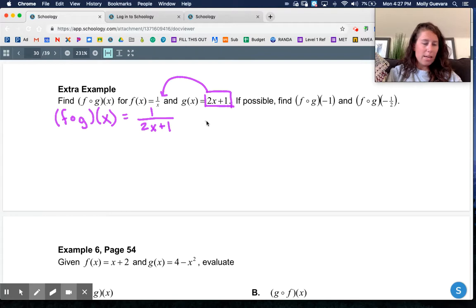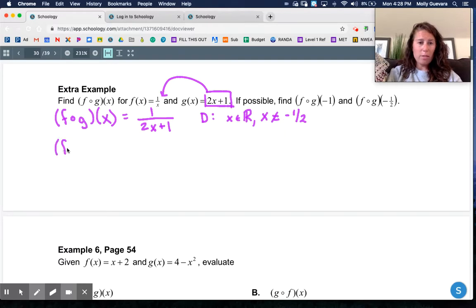Now again, I have to find my domain. So right now I'm looking at that my domain is, and let's write it correctly, shall we? X is in the set of all real numbers, but x cannot equal, and then the question is what value here would give me 0? And hopefully we found that it was negative 1/2, right? If I plug in negative 1/2 into x, I would get 0 on the bottom of the fraction. So I can have anything I want except for negative 1/2.